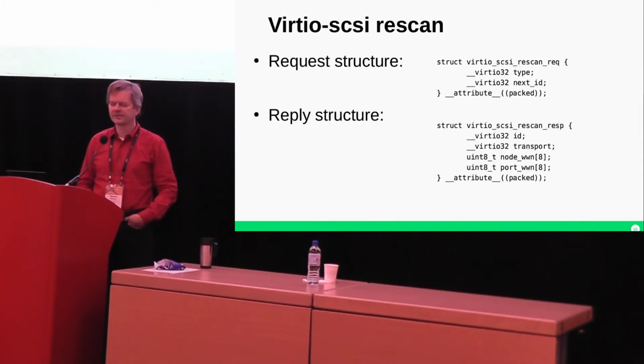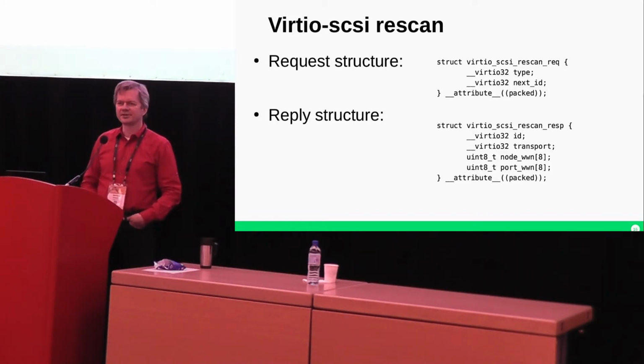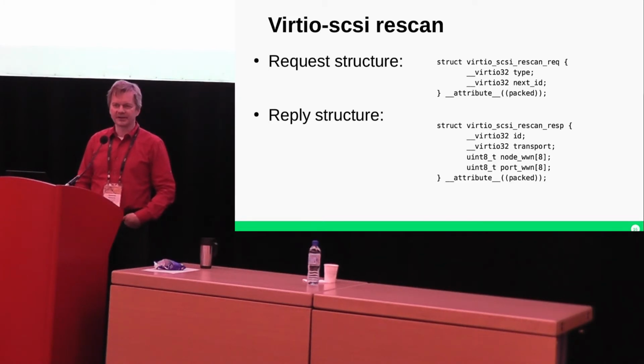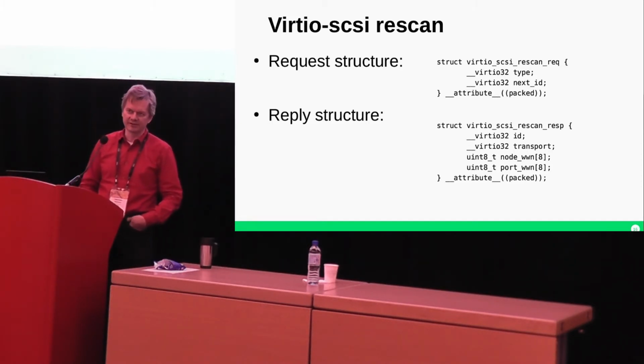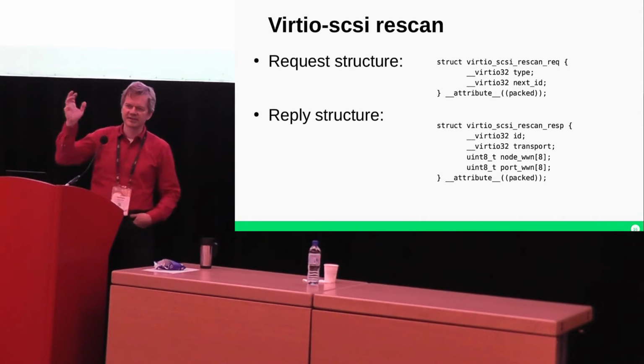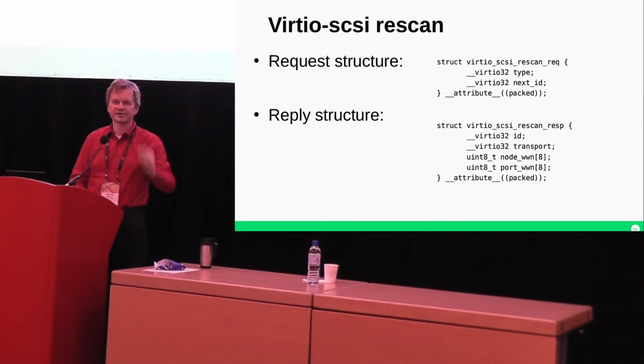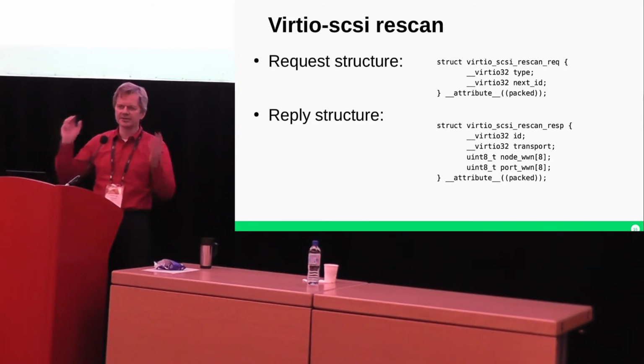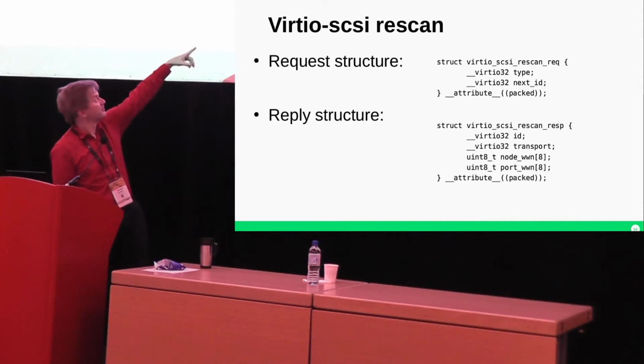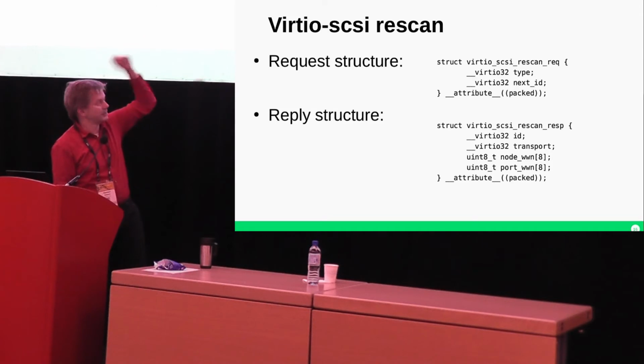So the idea is quite simple. Instead of having Virtio itself identifying the devices, we have a sequential protocol allowing the host or the emulation to enumerate the devices. So I send a request down, that's the Rescan request structure: get me your first target. I get a reply: okay, here's the target, here are the port numbers. So this is what you see there. You get a reply with the ID, which is the target number, and then the port and node number.